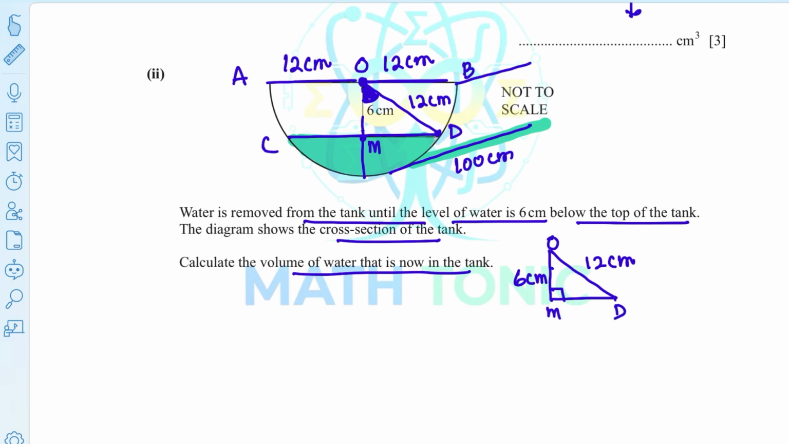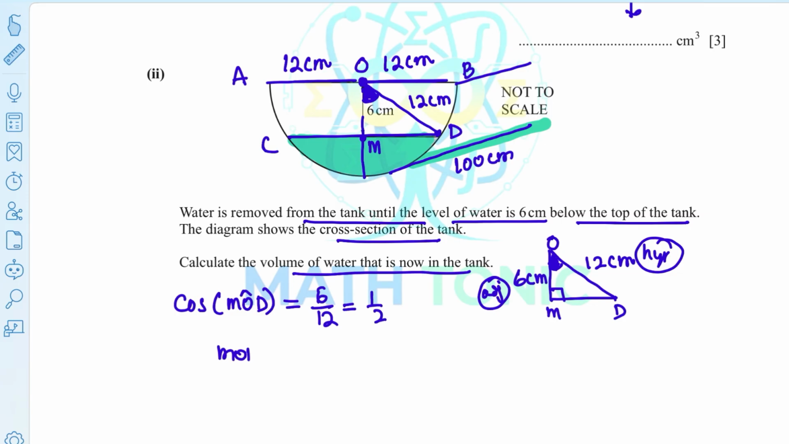Now if I ask you, tell me what is the angle for this one. All of us know this is called the hypotenuse, and this one will be known as adjacent. So hypotenuse and adjacent deal with which formula? The cos formula, right? So we can say cos of angle MOD equals adjacent over hypotenuse. That means 6 over 12, which is 1 over 2. So if I try to find the angle, cos inverse half equals 60 degree. Is it okay everyone? Try to understand this. So this angle we have is 60 degree.